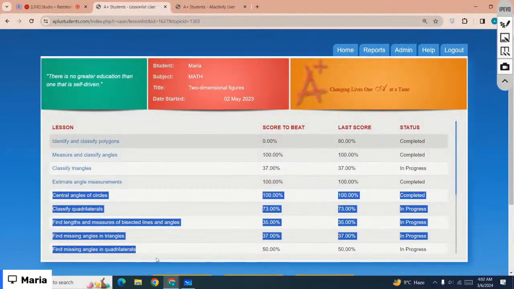Here I am on grade 6 math. The chapter we are working on right now is two-dimensional figures. Let's start with the first lesson, that is central angles of circles.